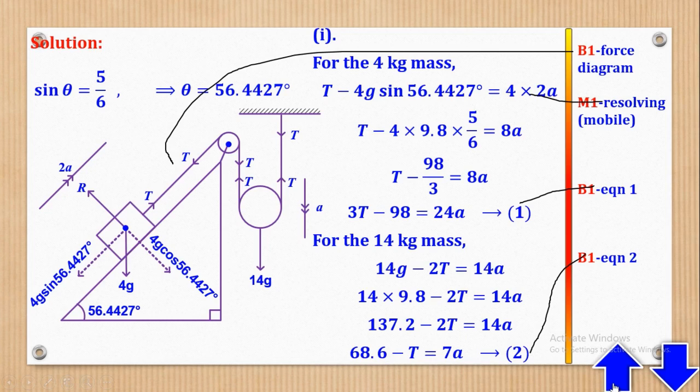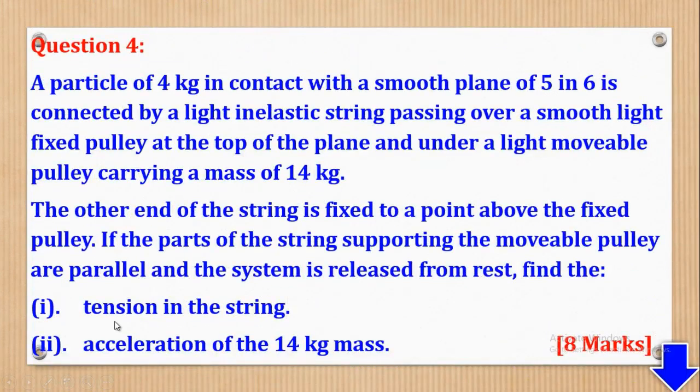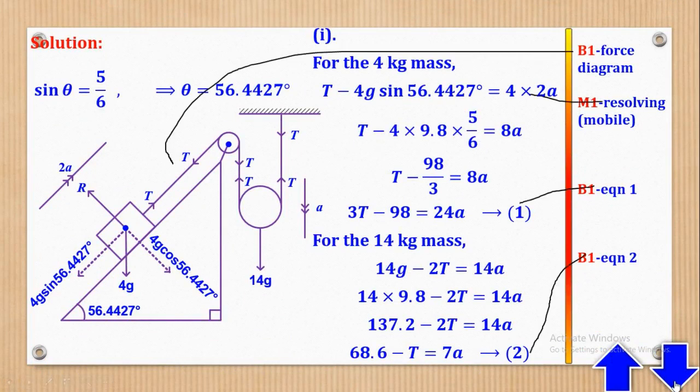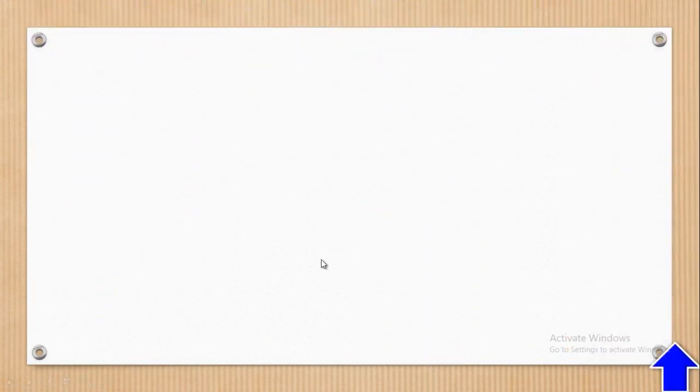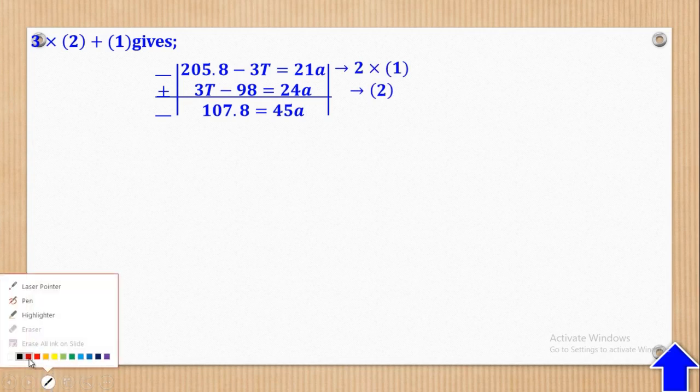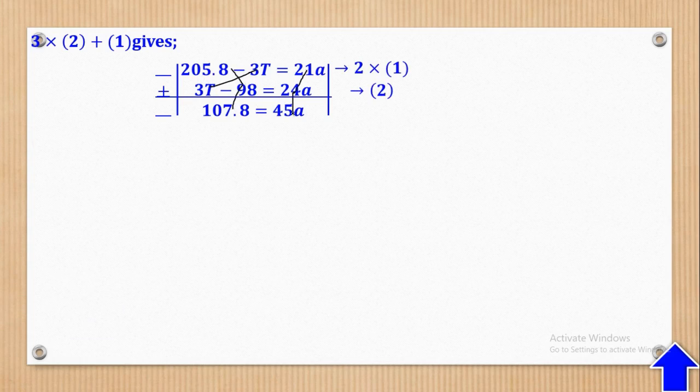So first of all, they want us to get tension and also acceleration of the 14 kilogram mass. So let's solve them simultaneously. When I say 3 times equation 2 plus equation 1, it will give me that. So this and this cancels, this minus this gives me that, and this gives me that. So that means that a is equal to 2.3956 meters per second squared.